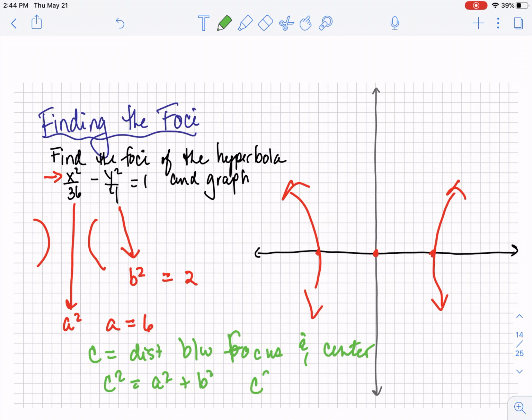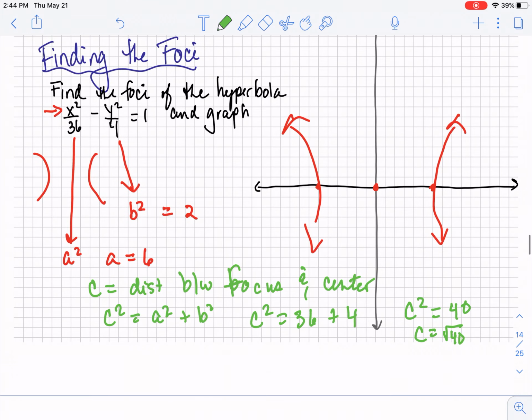Okay, so c squared is equal to 36 plus 4. So c squared is equal to 40, which means that c is equal to the square root of 40. Okay, I'm going to put that in simplest radical form and make it the square root of 4 times the square root of 10, which is equal to 2 rad 10.